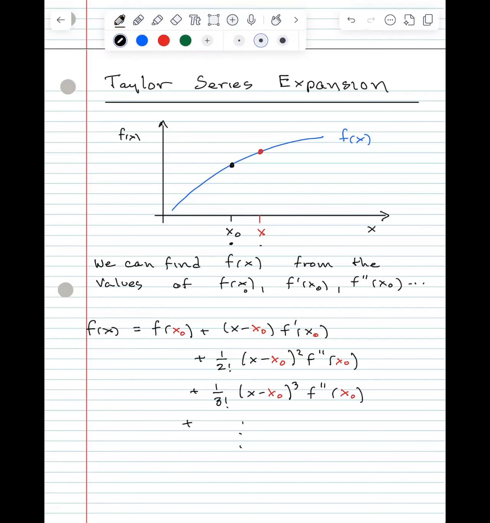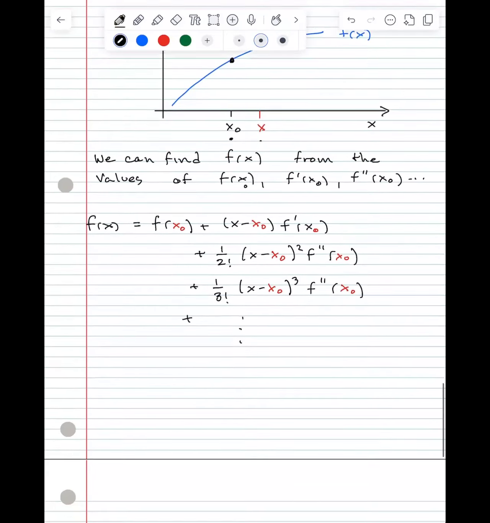And what's useful about this, well, this is always true, but it's useful if x minus x0 is a small quantity, if we're close to the reference point. Because in that case, each of these terms gets smaller than the preceding terms, and we can usually terminate this series after the first couple of terms, or maybe even after the first and second term.